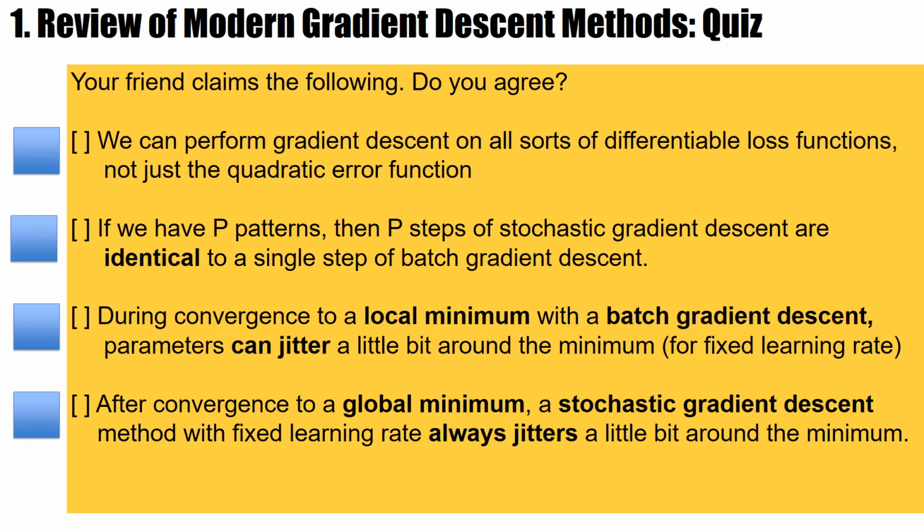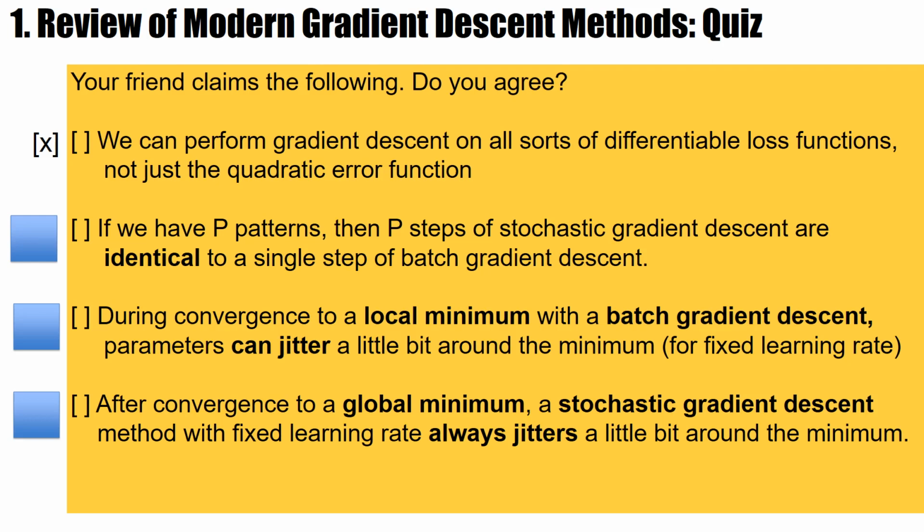So far for the introduction. Let's have a first quiz. You can pause while watching this page whenever you want to think about the answer. Some of the answers are a bit tricky, but let's start. Your friend claims the following. We can perform gradient descent on all sorts of loss functions, not just the quadratic error function. If you agree, raise your hand now. And yes, this is correct.